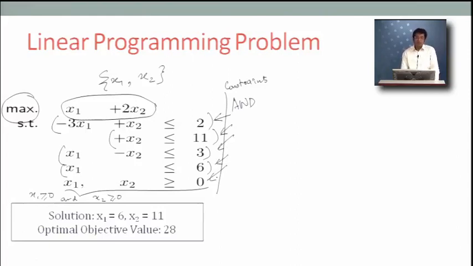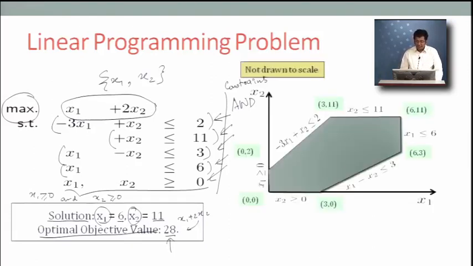Okay, what kind of an answer am I looking for from a linear program? Because it's very important to know these things and get these things clear right away. So the kind of answer I'm looking for is a solution like x1 equals 6 and x2 equals 11, and the optimal objective value is the value of x1 plus 2x2, which is 6 plus twice 11, which is 28. So we need an answer like this, and the solver looks at this problem description and comes up with this answer. So let's try and understand what this answer means.